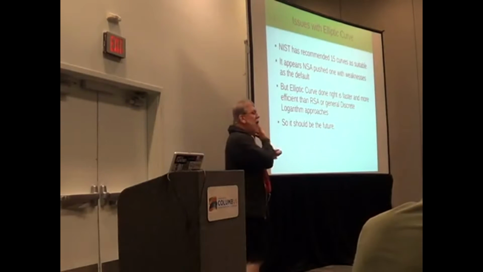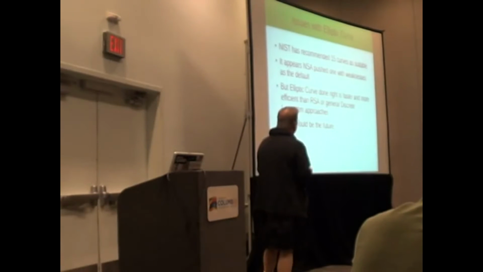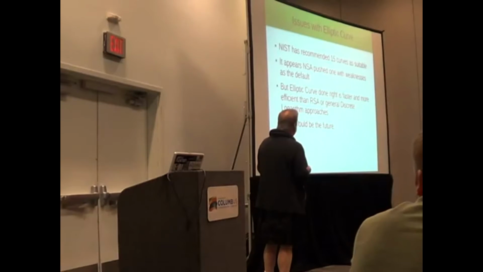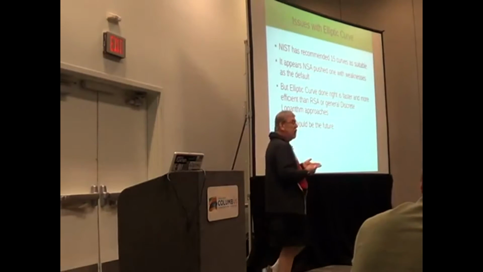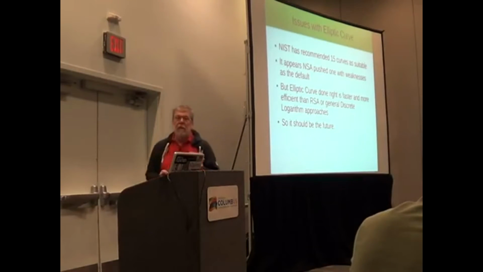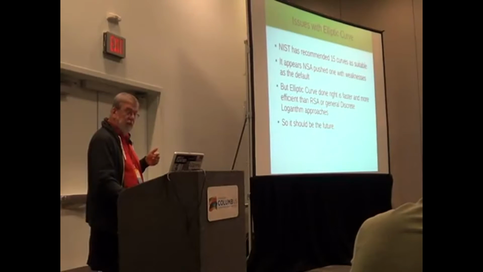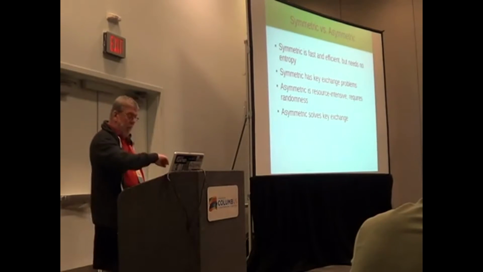That does not mean that the approach of elliptic curve encryption is bad. It means that this particular default curve is bad. You can still use elliptic curve, and in fact, I think we should be looking at it. It is faster and more efficient than the alternatives. So it really does make sense. I think this is going to be the future of this algorithm.